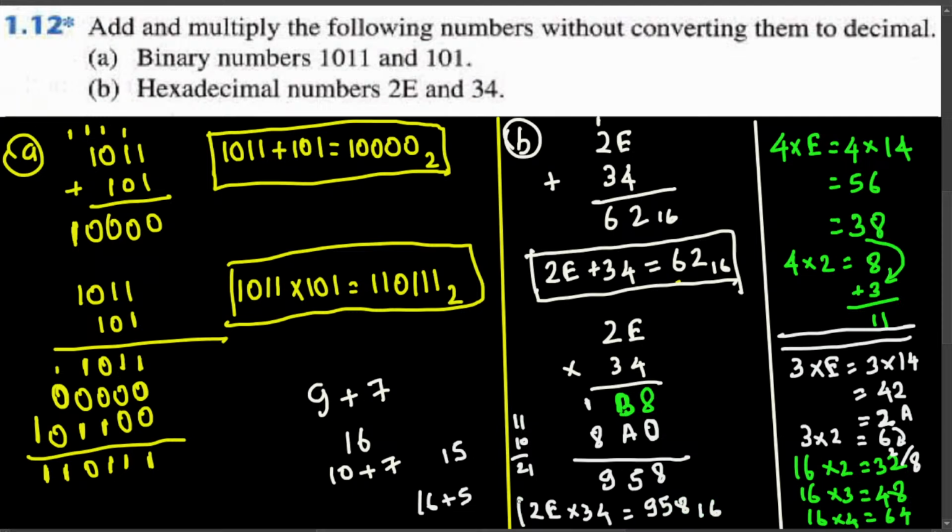And this is our answer for this B part second. So here we solved everything. Now we have added 2 binary numbers provided, and we multiplied the binary numbers provided, and we added the hexadecimal numbers provided, and we multiplied the hexadecimal numbers provided. And that's how we do this kind of problems.